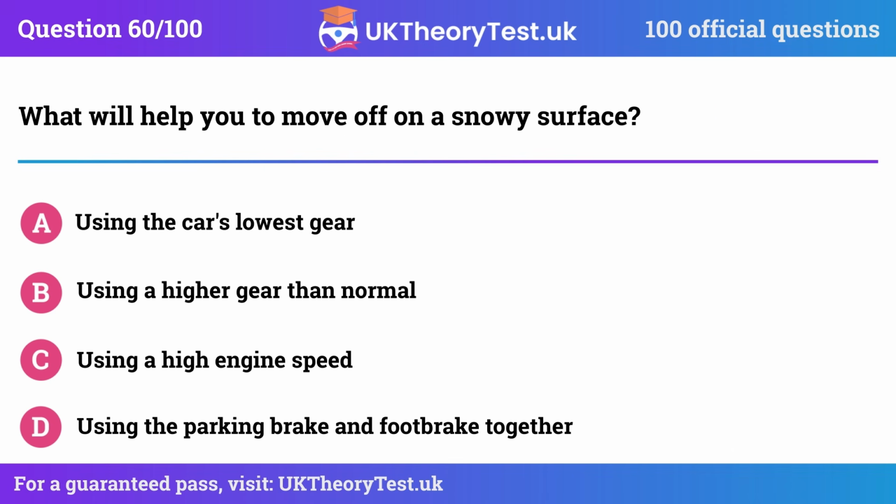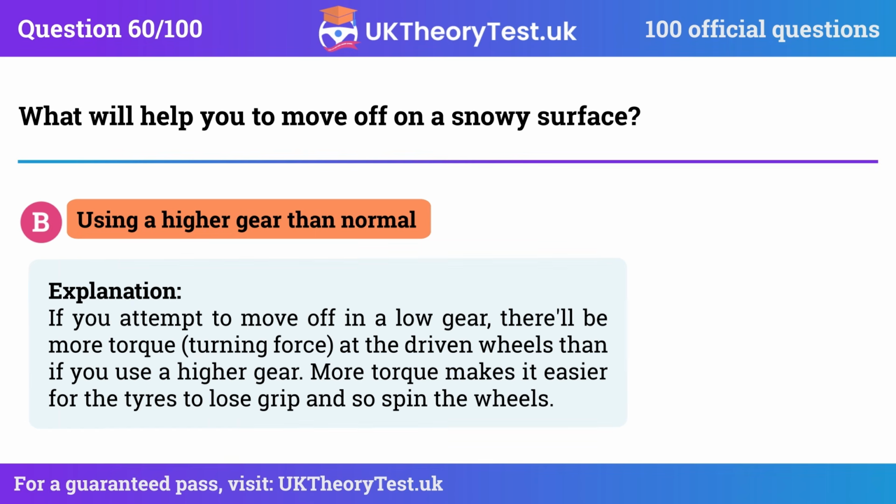The correct answer is B. Using a higher gear than normal. Explanation: if you attempt to move off in a low gear, there'll be more torque, turning force, at the driven wheels than if you use a higher gear. More torque makes it easier for the tires to lose grip, and so spin the wheels.